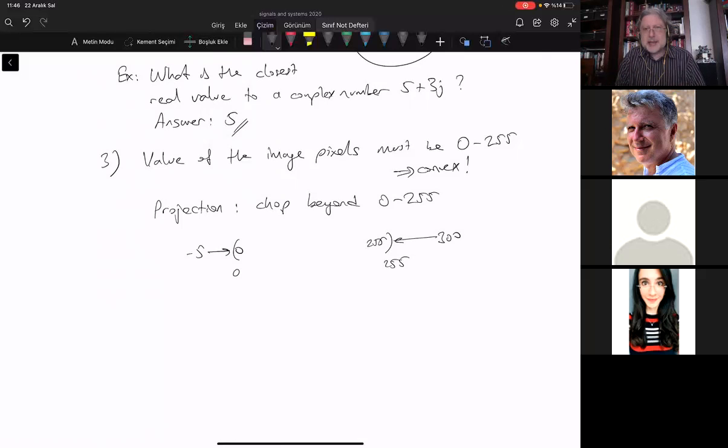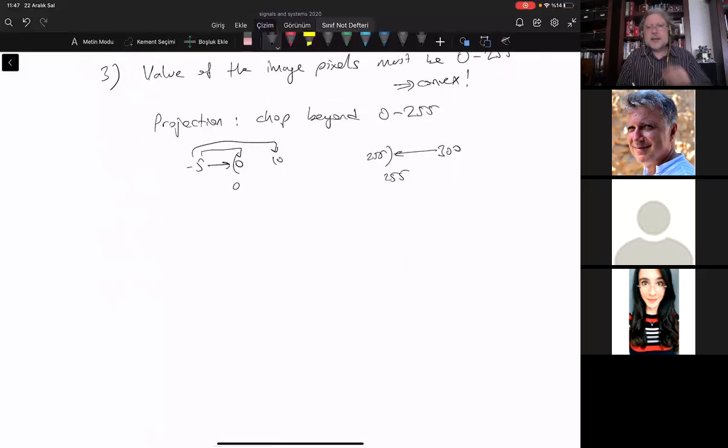If you chop -5 to, let's say, 10, what's the difference between 10 and -5? It is 15. It is more than the difference between -5 and 0, which is only 5. So that's why you are only chopping until the boundary. So the values must be between 0 and 255 is the third projection that you make. And then the fourth projection, it's not the third projection, it's the second projection. The third projection is the original condition.